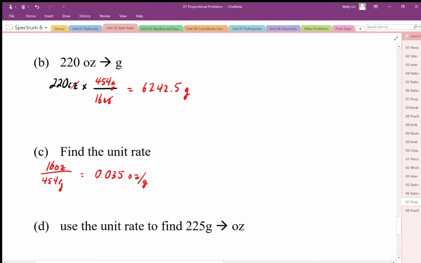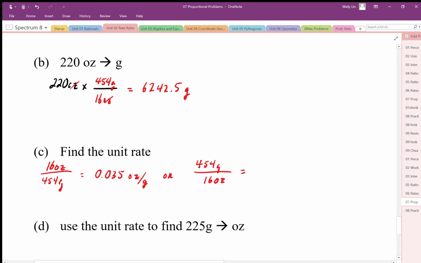Okay, now usually we would use the other one, so 454. But this is perfectly okay. Nothing wrong with that unit rate of 0.035 ounces per gram. But what's maybe a little bit more useful to us would be grams per ounce.